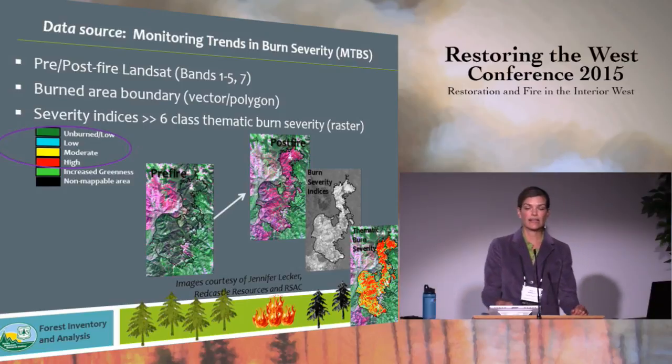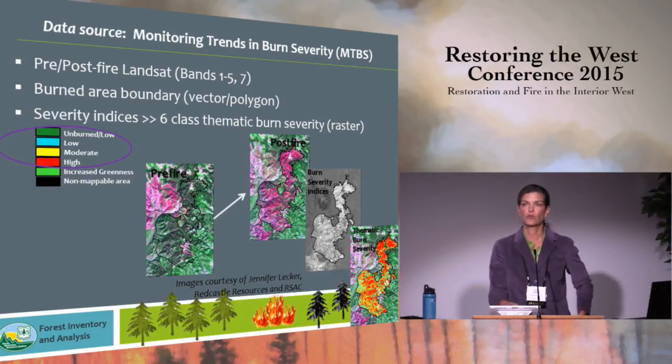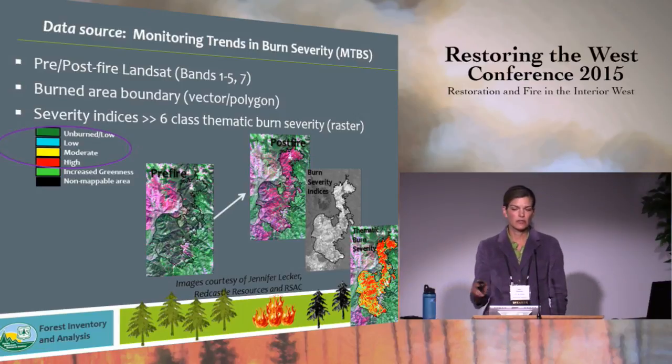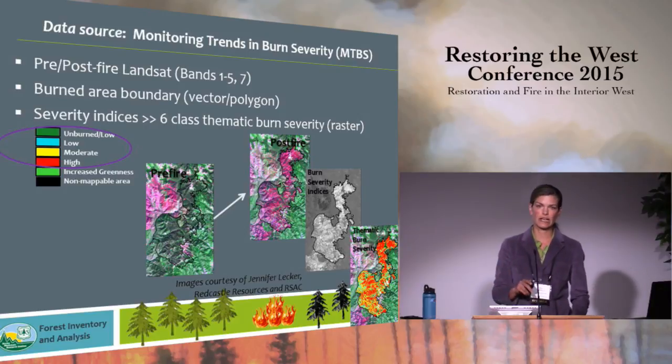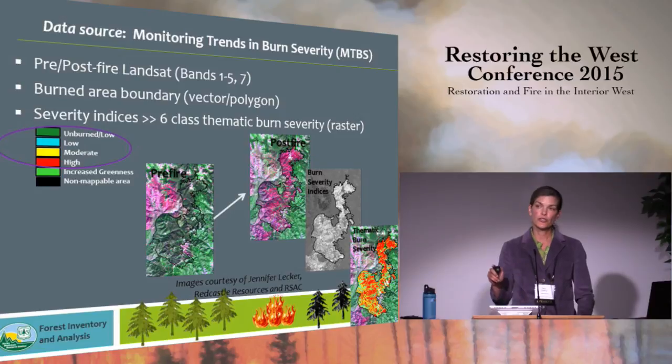The 2 lowest classes on the list are increased greenness, which is primarily applicable in non-forest areas, so non-treed areas, and then non-mappable area. We didn't consider those in our analysis. We just looked at the first 4 classes, so 1, which is unburned or very low severity, 2, which is low, 3 is moderate, and 4 is high severity.